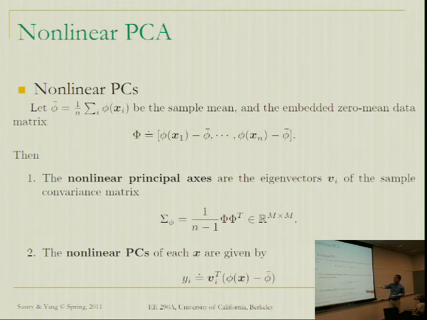And also, the nonlinear principal component is a projection of your sample, now in the embedded space, after you remove the mean, projected onto the corresponding principal axis. So this is true in the ambient space, and this is also true in the embedded space. Okay.